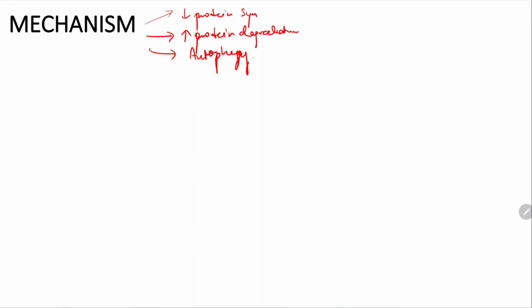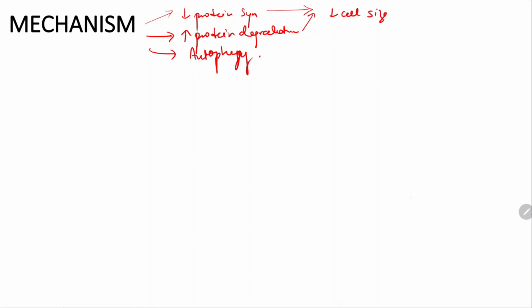Atrophy is mainly caused because of three things, and they are decreased protein synthesis, increased protein degradation, and thirdly autophagy. Now, whenever a function of a cell reduces, the cell tries to decrease the protein synthesis, and also it will try to increase the protein degradation to remove the unwanted protein, both of which will result in decrease in cell size.